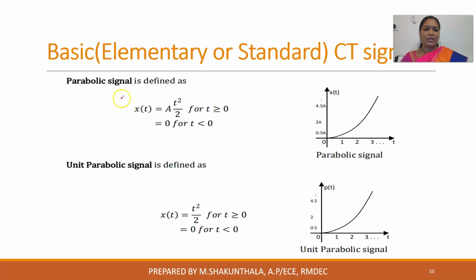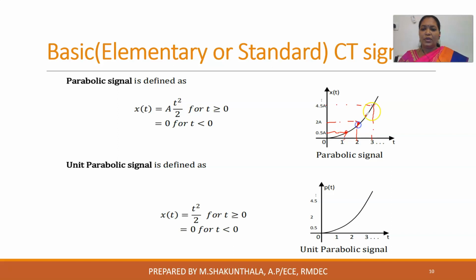Next is the parabolic signal. So the parabolic signal is given by x of t equal to A t square by 2. So similar substitution. Just substitute t equal to 0, you will get 0. For t equal to 1, 1 by 2, which is nothing but 0.5A. So for 1 you will have 0.5A. For 2, when I substitute, 4 by 2 is nothing but 2A. So for 2 you will have 2A. When I substitute t equal to 3, 9 by 2 is 4.5A. For 3 you will get 4.5A.